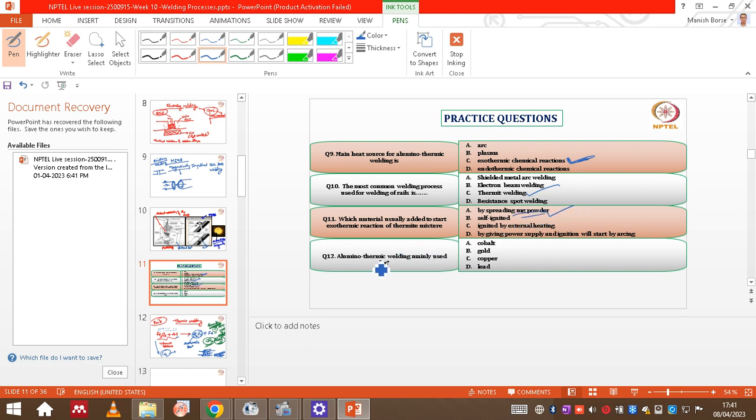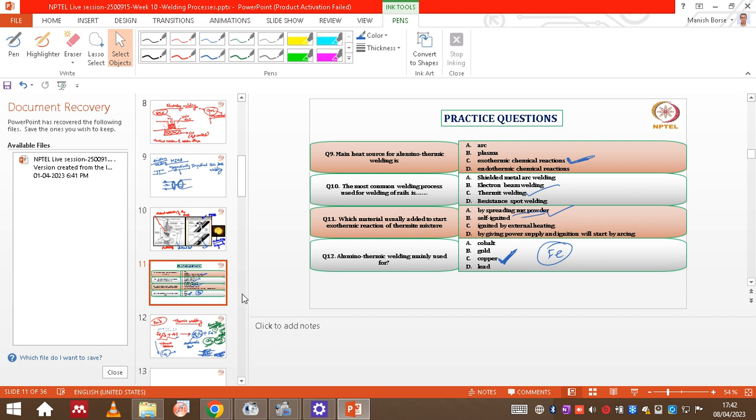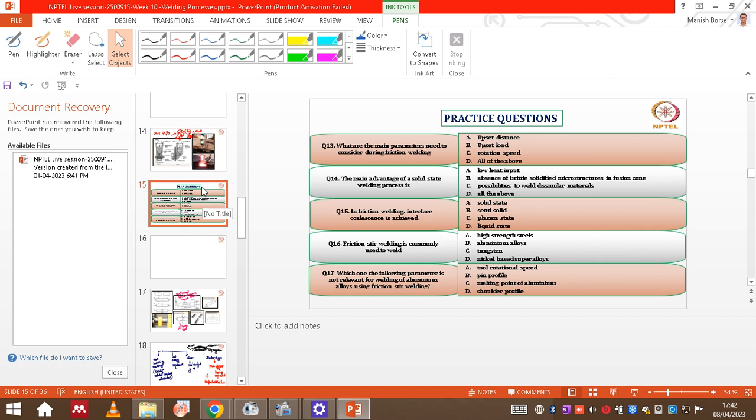Okay, and also in the 12th question, what is aluminothermic welding mainly used for? Again it is for rails, as with iron, and in certain cases copper also, because the heat generated by the exothermic reaction is maximum for copper, you can say. So I think with that I have answered all the basic questions related to the other welding processes.